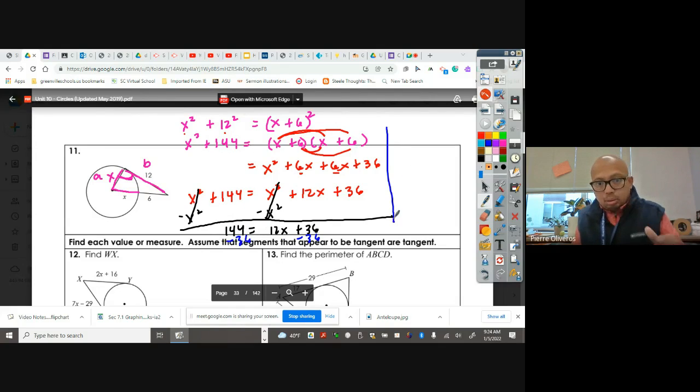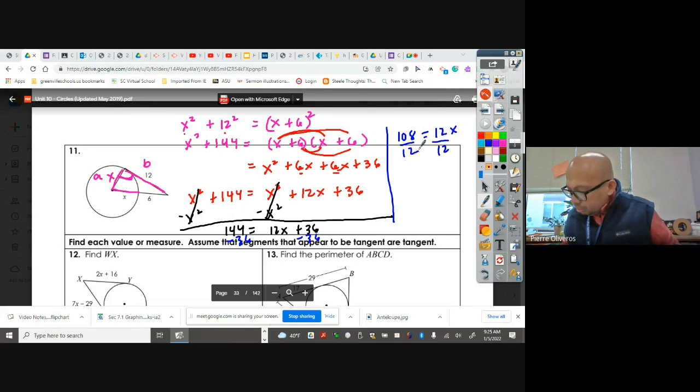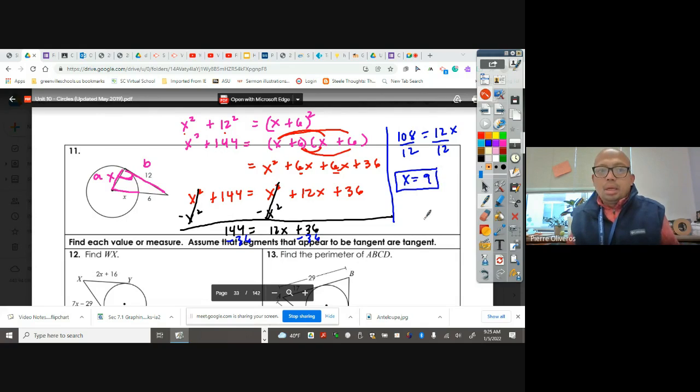Let me write the answer to work here. So 144 minus 36 is 108, equals 12x, divided by 12, divided by 12. 108 divided by 12, x is equal to 9. If x equals 9, then this should be 9. That has to be 9. Okay? All right. Thank you.